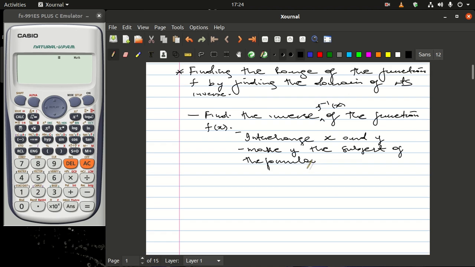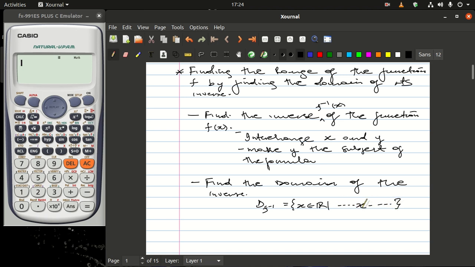So that's the first thing. You find the inverse, and then once you have found the inverse, that's the second thing that you need to do. Find the domain of the inverse. Once you find the domain, it will be some D of f inverse, which is going to be x is an element of real numbers such that blah blah blah x blah blah blah, something of this kind.